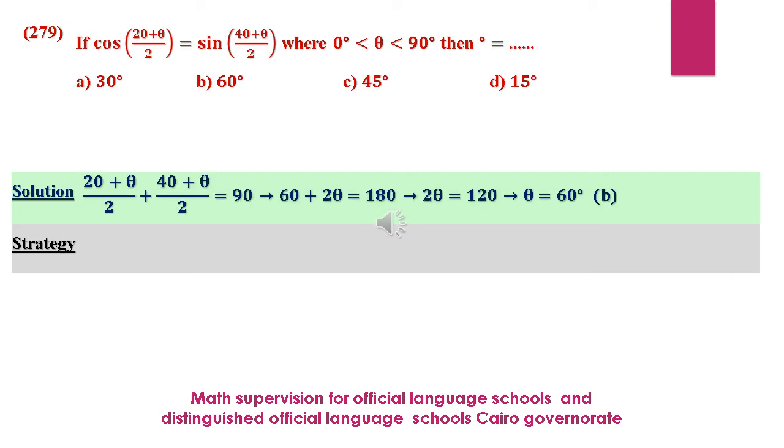Sine of (20 plus theta over 2) equals sine of (40 plus theta over 2), where 0 less than theta less than 90. Then theta equals? Of course, when sine equals cosine, we say that the first angle plus the second angle equals 90. So we get that 20 plus theta over 2 plus 40 plus theta over 2 equals 90. It will be 60 plus 2 theta over 2 equals 90. So 60 plus 2 theta equals 180. As a result, theta will equal 60 as well.